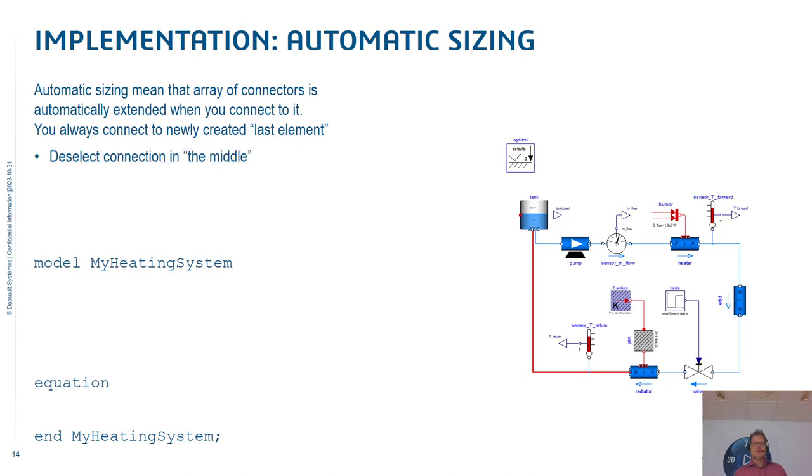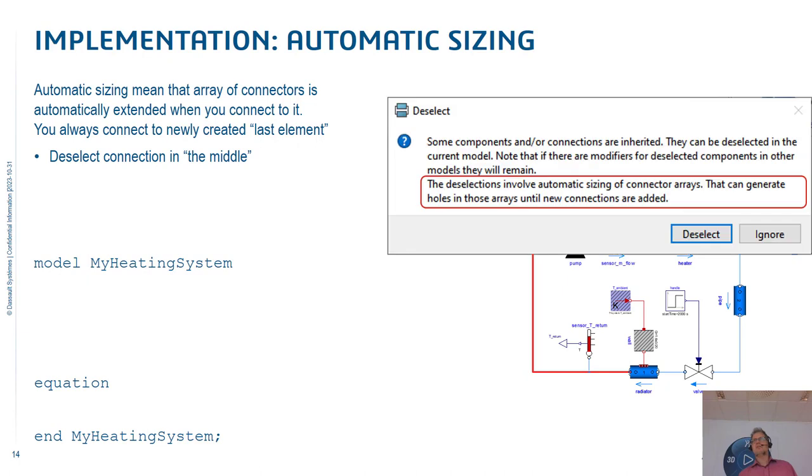And now suddenly when you do select model extension, you are not only adding to the last element, you are suddenly deselecting something in the middle. And if you do that in Dymola, you get a warning when deselecting that it involves automatic sizing of connector arrays, and that there are holes in the array.